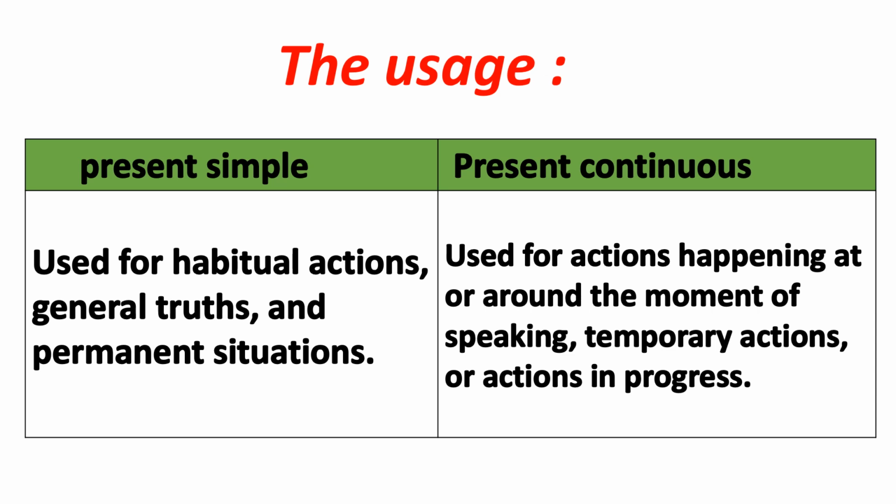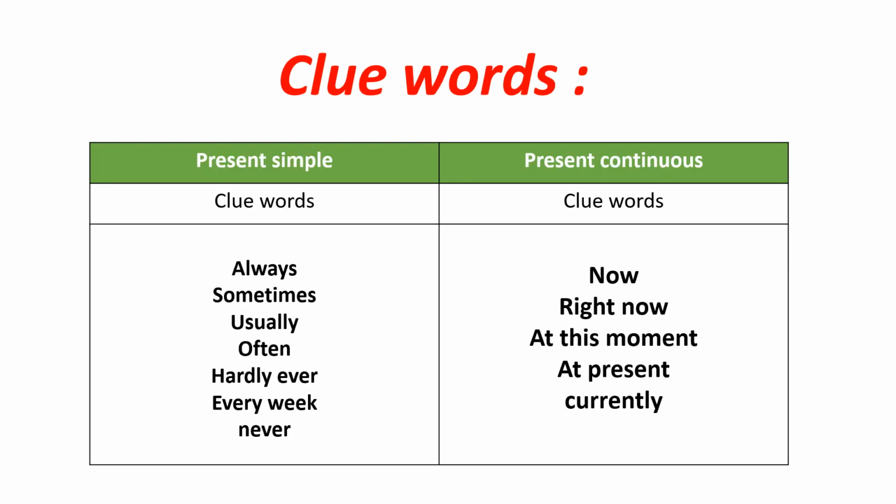But the present continuous is used for actions happening at or around the moment of speaking. For example, you are speaking and you are doing something else and you want to express what you are doing. So you use the present continuous to express it. Good? And temporary actions or actions in progress. I told you that I can name it present continuous or present progressive, and we can name them actions in progress. Clear? Now we'll move to the clue words.